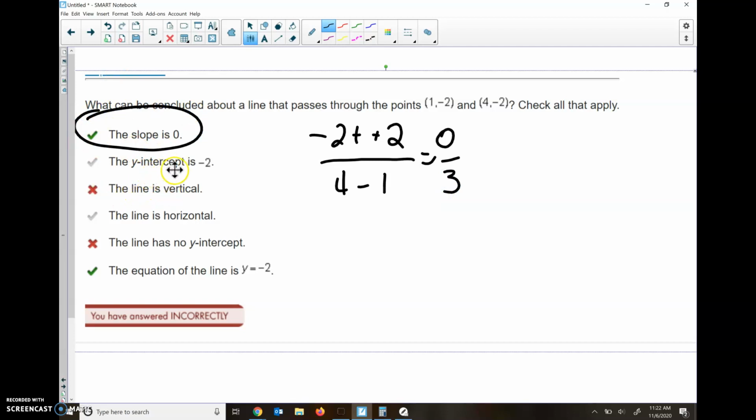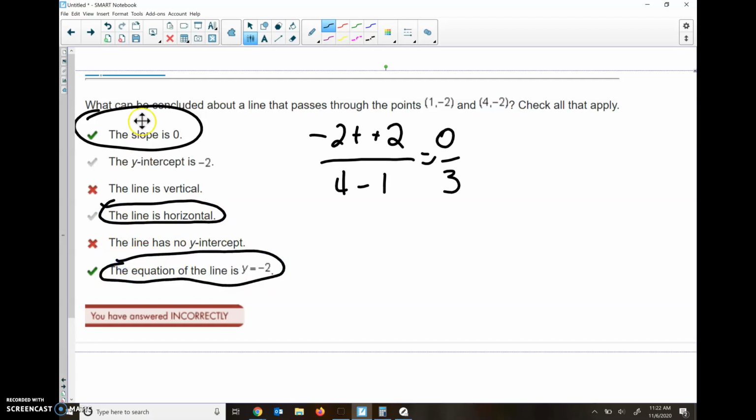The line, well, it can't be both horizontal and vertical. So when it says something with a 0 slope, that means we know it's horizontal. And since we know it's horizontal, it's going to say y equals, so y equals -2 there.